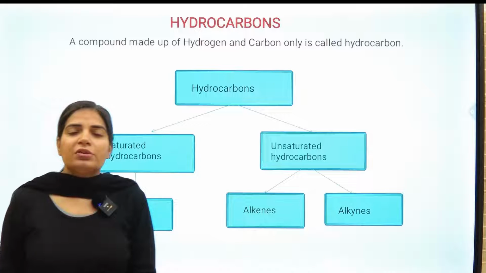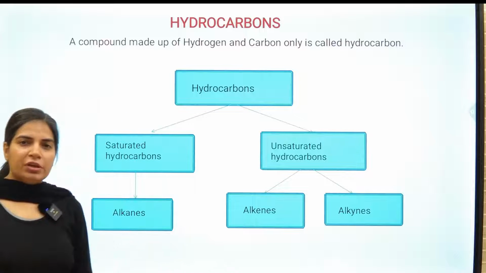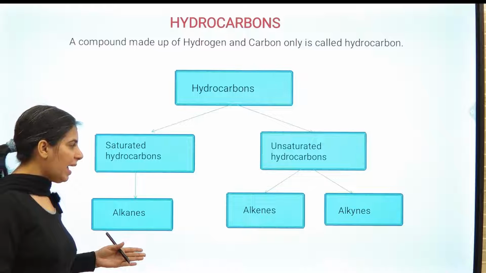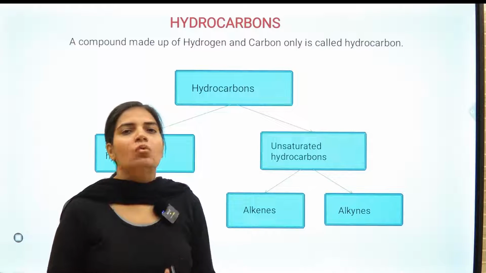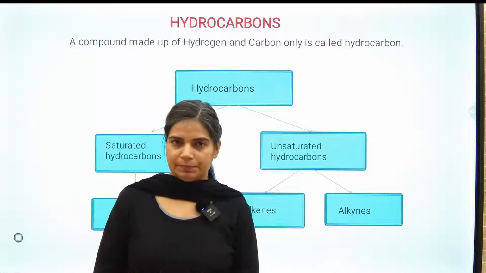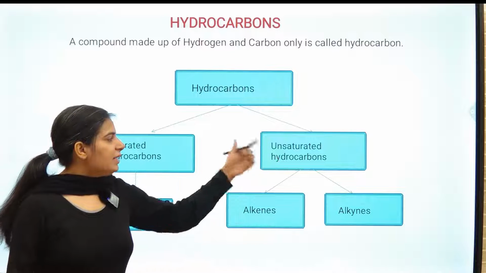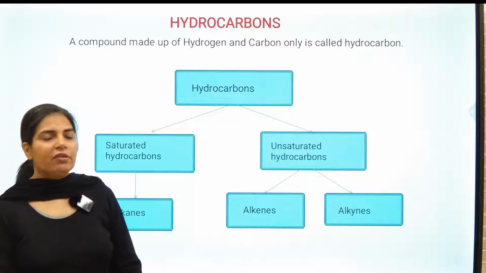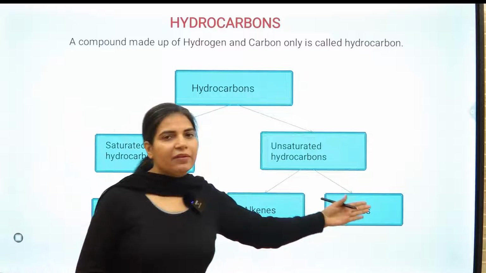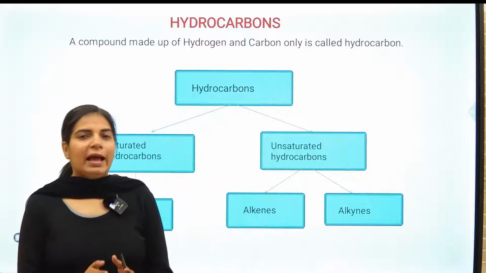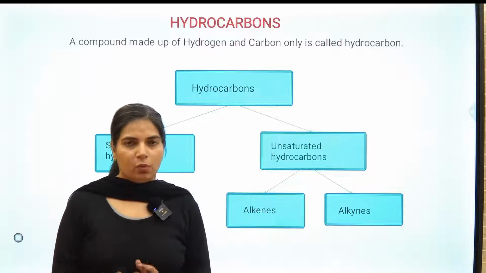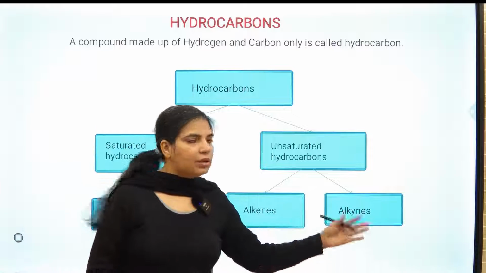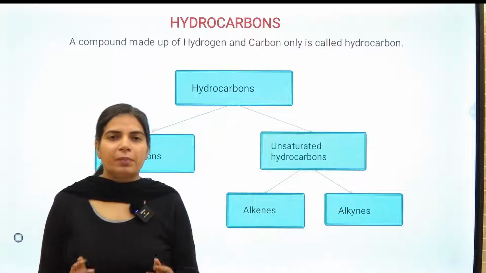So what are saturated hydrocarbons? In saturated hydrocarbons, we have alkanes. What are alkanes? Alkanes are compounds having single bond. And in unsaturated hydrocarbons, we have alkenes and alkynes. Alkenes are those which contain double bond, and alkynes are those which contain triple bond.